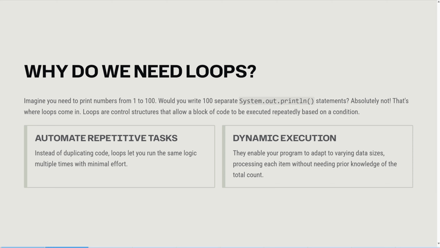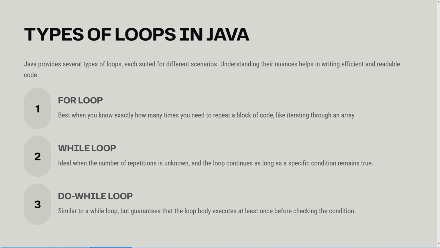A loop allows us to execute a block of code repeatedly as long as a certain condition is true. This saves time, reduces the size of the program, and makes it easier to maintain. In Java, there are three main types of loops: the for loop, the while loop, and the do-while loop. Each loop is useful in different situations.